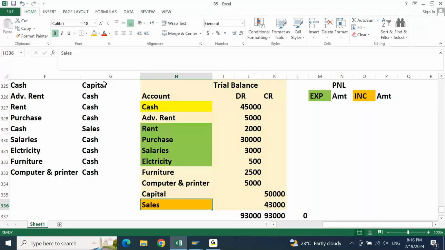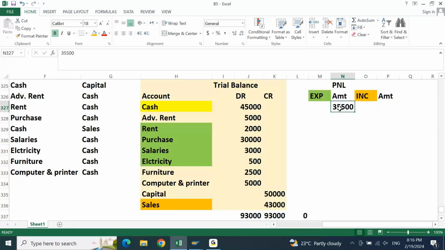What I will do, expenses I will take here. Total expenses I am going to do a total. This is coming to 35,500. I am going to write 35,500. I'm not writing in detail because I want you to list out in detail as per this explanation whatever we are giving.